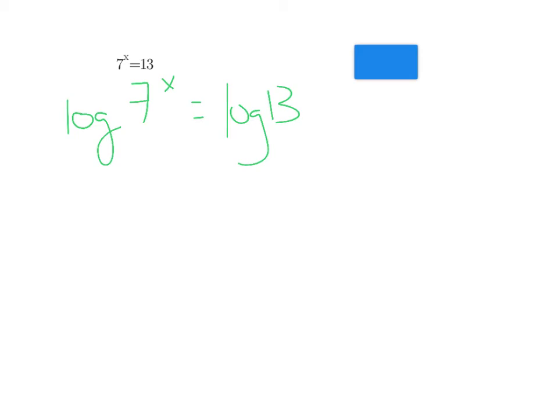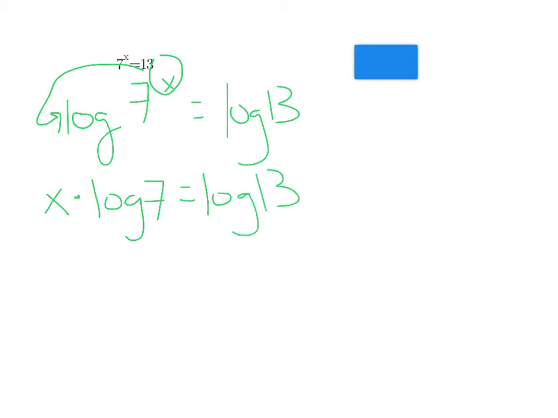Using what's known as the power property of exponents, I take my exponent and bring it down and turn it into multiplication in front of the log. So I can rewrite this as x times the log of 7 equals the log of 13.